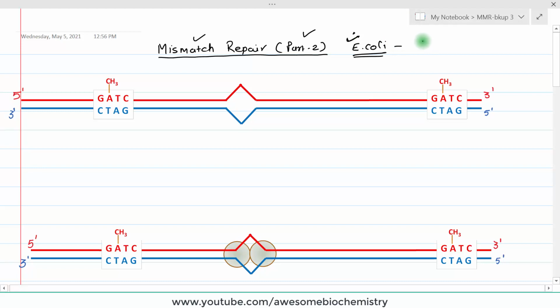We know that E. coli has a circular genome, okay? It has a circular genome. So I am just taking a part of the genome. So this is a part of the E. coli circular genome. It looks linear as I have taken just a part of it, but remember that it is a part of this bigger circular genome.